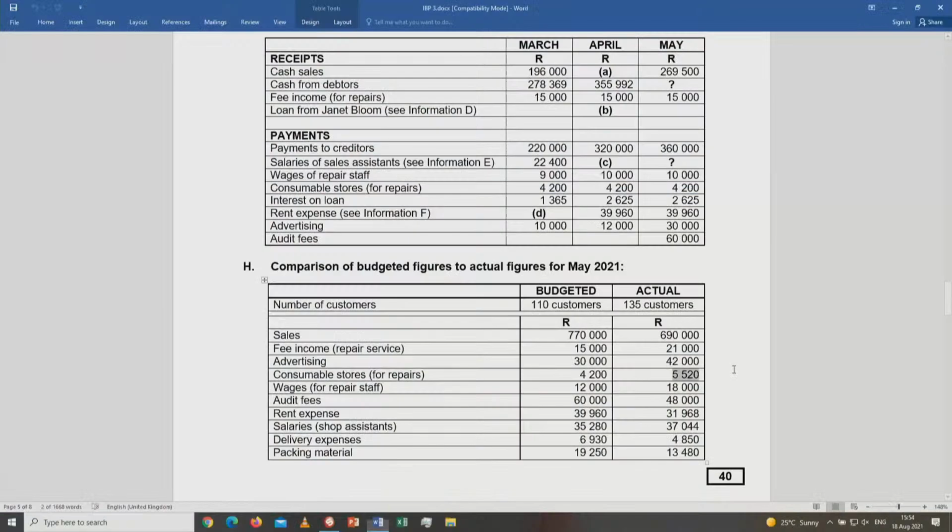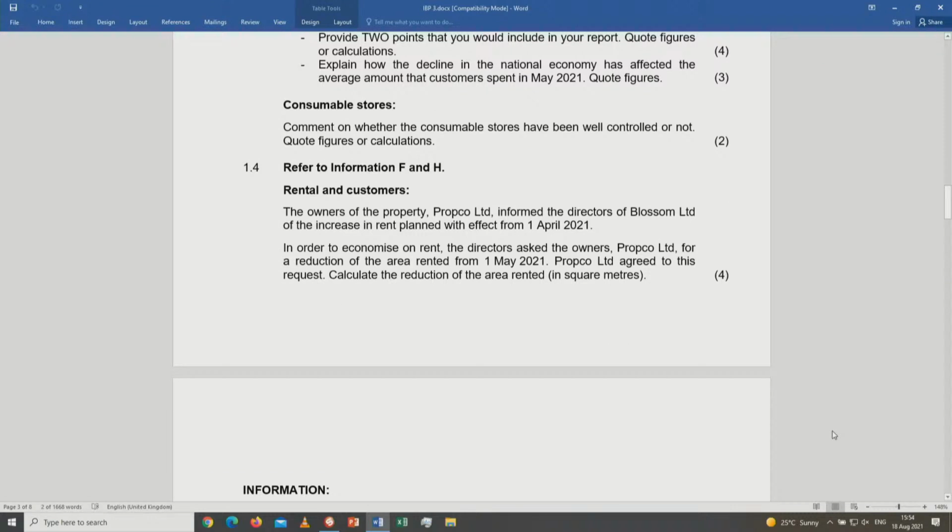At 1.4, the question says, refer to information F and H, rental and customers. The owners of Propco Limited informed the directors of Pro Blossom Limited of the increase in rent planned with effect from 1 April 2021. In order to economize on rent, the directors asked the owners, Propco Limited, for a reduction of the area rented. From 1 May 2021, Propco Limited agreed to this request. Calculate the reduction of the area rented in square meters.